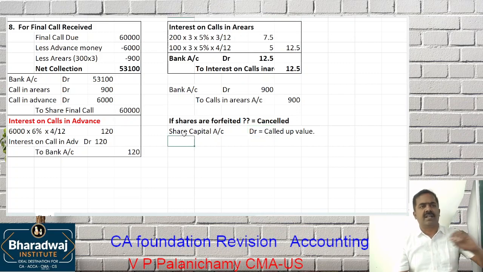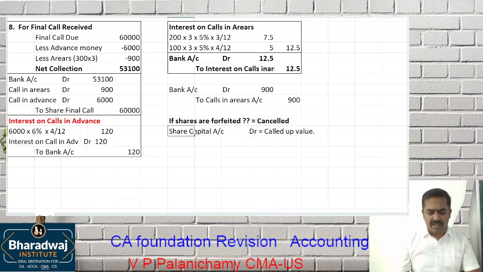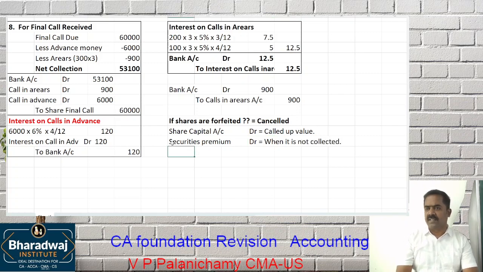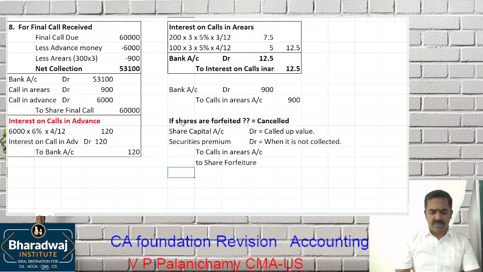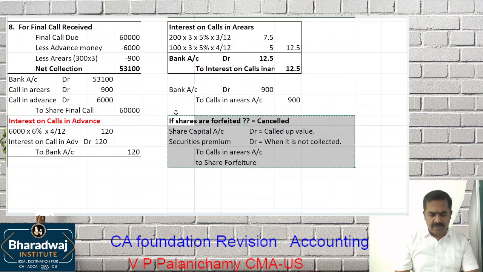See, if the shares are cancelled after the final call, full value. If shares are cancelled after some 6 rupees, 7 rupees like that, debit only to that extent. Share capital account debit, which value? Called up value. Sir, will you debit securities premium? Simple. We'll cancel it when it is not collected. When it is not collected, the company will cancel it. To calls in arrears account. Balance will go to which account? Share forfeiture account. So if shares are forfeited, this is the entry we pass.